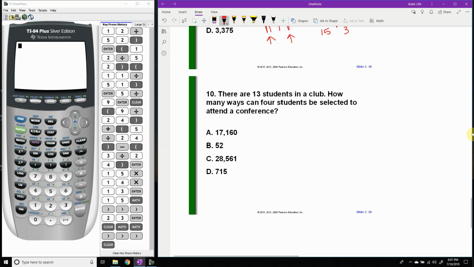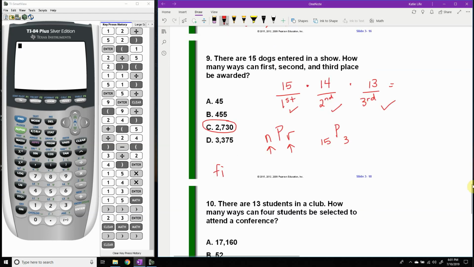So let me scroll back up here real quick. So saying that Fido, Petey, and Spot were first, second, and third is a different outcome than to say Spot came first, Fido came second, and Petey was third, right? It's a totally different outcome to the race. So in number 9, order mattered. That's what made it a permutation.